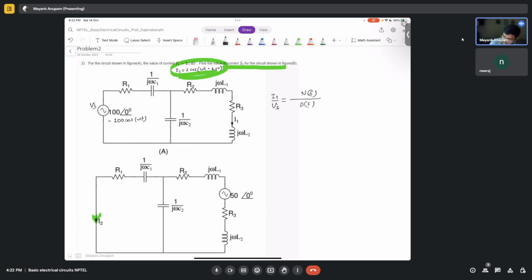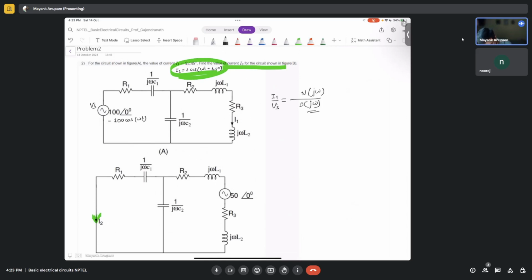Do you know what is Laplace transform? It was not covered, but okay, so let me not go there. Let's only do it in terms of j omega. Okay, so let's say it is some numerator which is a function of j omega divided by some denominator which is a function again of j omega. Okay, and this is a transfer function I1 by Vs.